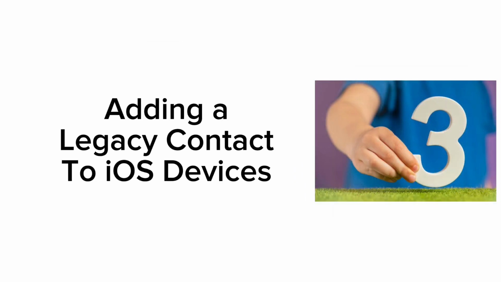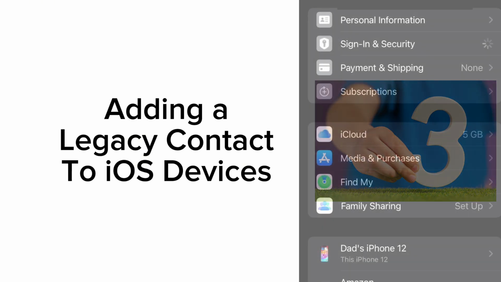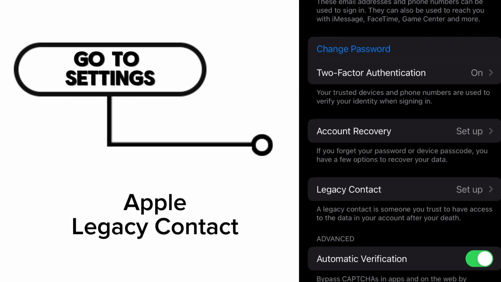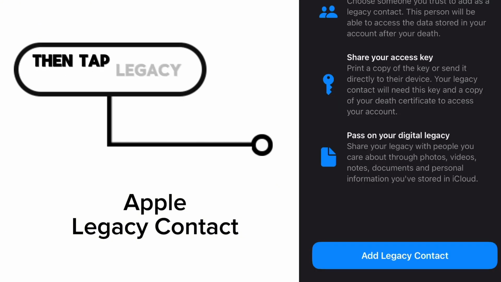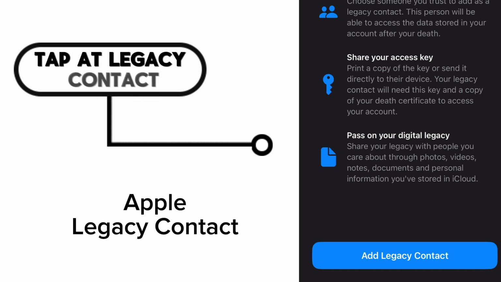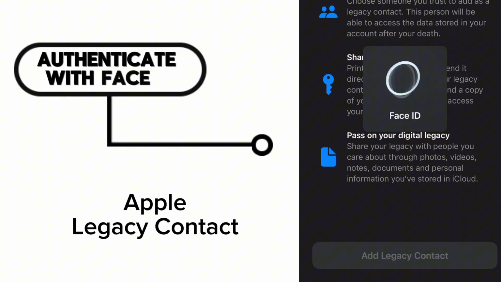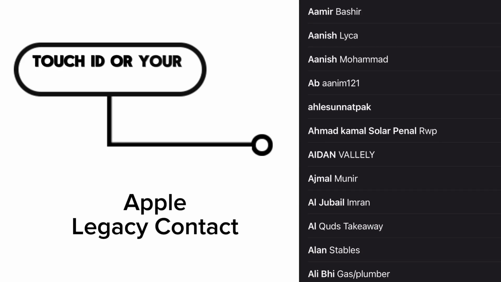Step 3. Adding a legacy contact to iOS devices. Go to Settings, then tap your name. Tap Sign In and Security, then tap Legacy Contact. Tap Add Legacy Contact. Authenticate with Face ID, Touch ID, or your device passcode.